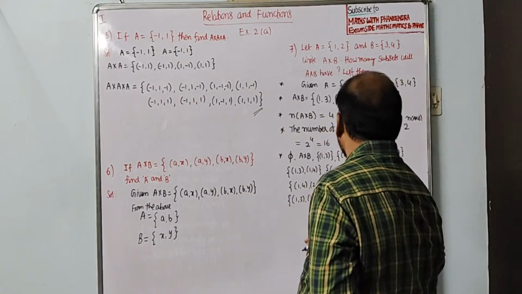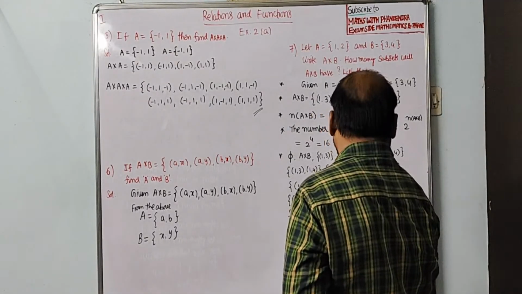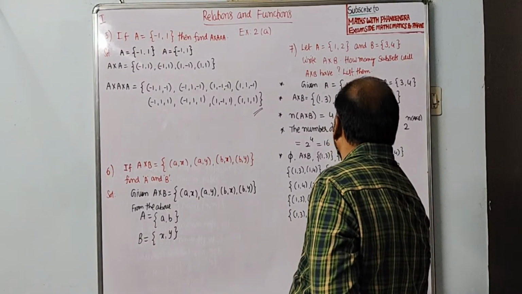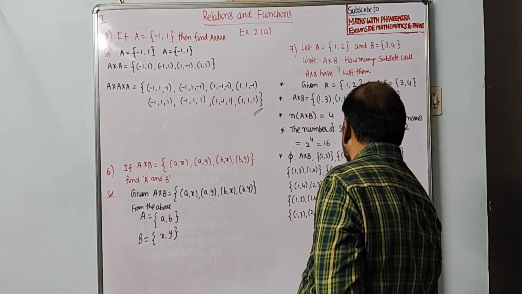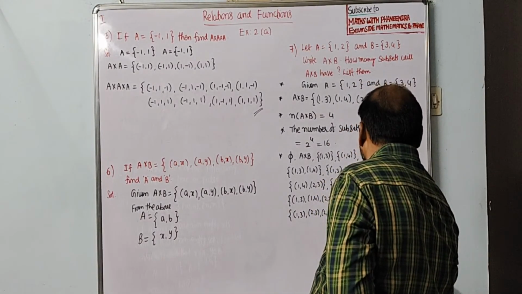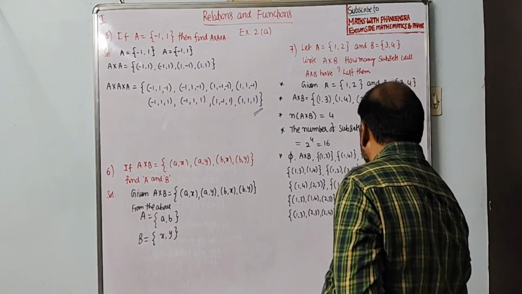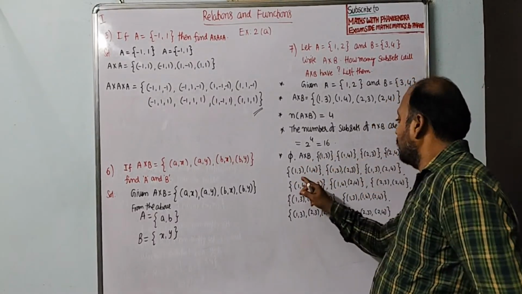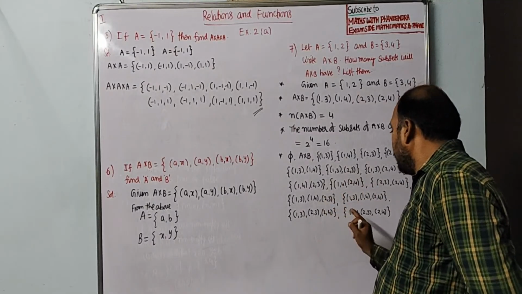Next, leave them this. (1,3), (2,3), (2,4), and (1,4), (2,3), (2,4). 1, 2, 3, 4, 5, 6, 7, 8, 9, 10, 11, 12, 13, 14, 15, and 16.